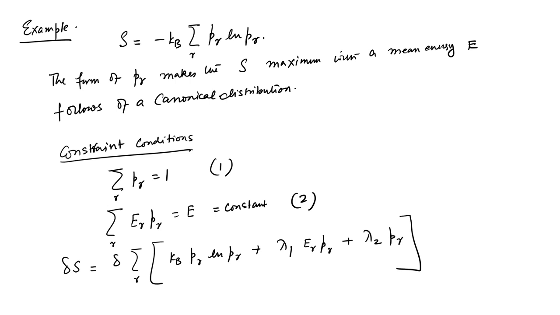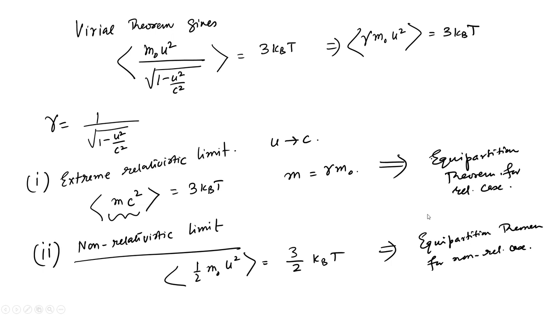Okay. So what we mean here is that we change P_R to P_R plus delta P_R, and we see what happens to the S, that is the entropy of the system. Okay, so we change the distribution a little from its original form, that is the Boltzmann distribution, and we try to see what happens.